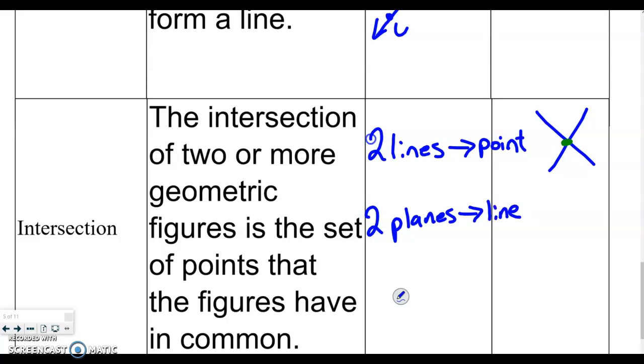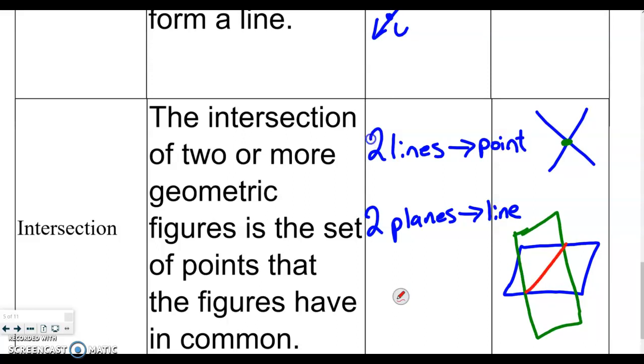So this will be tricky drawing, but I'll do my best. So here we have a plane. And then I need to draw a plane that intersects that. You can see they would intersect at that line. So that green plane is more vertical. The blue plane is more horizontal if you need to wrap your mind around what that looks like. But they intersect at a line.